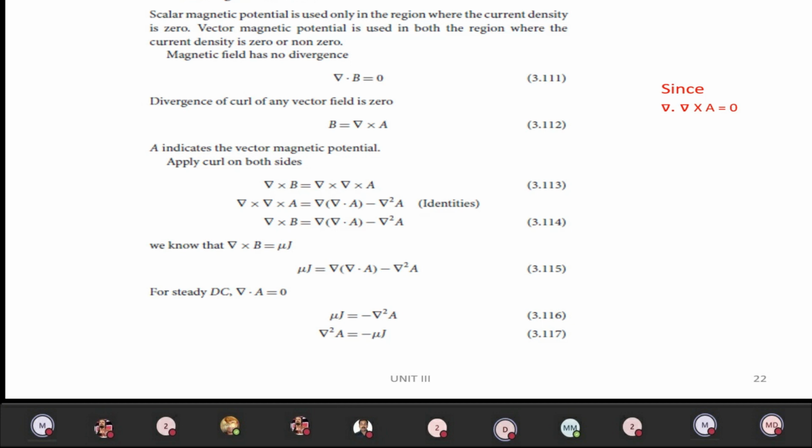When you take the curl on both sides, del cross B equal to del cross del cross A. And we have the identity for del cross del cross A: del into del dot A minus del square A. Substitute that here. For steady DC, del dot A equal to 0. From that we can obtain the J value.